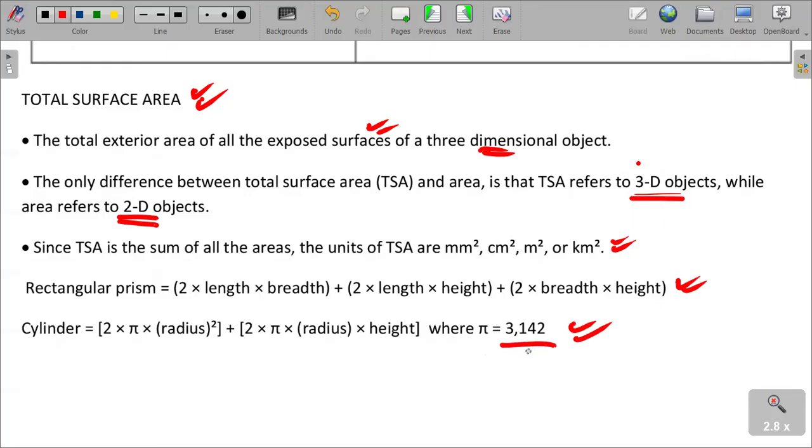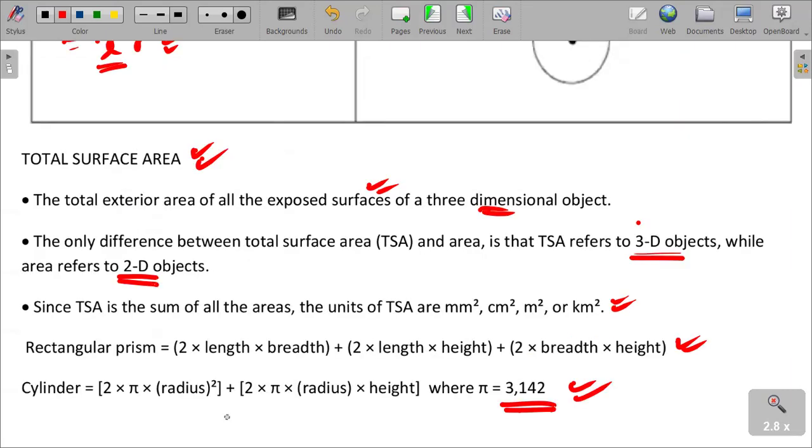Like I said, pi is given as 3.142. If it is not given, you sometimes have to know that 3.142 is the value for pi. We can also calculate the total surface area of a cylinder, and in most cases we are given these formulas. They might be given, and then we only have to substitute.